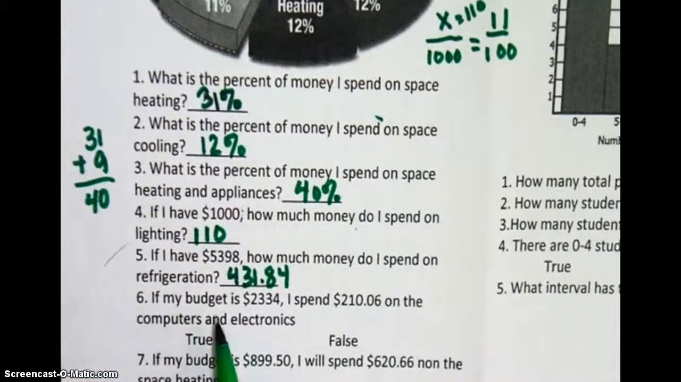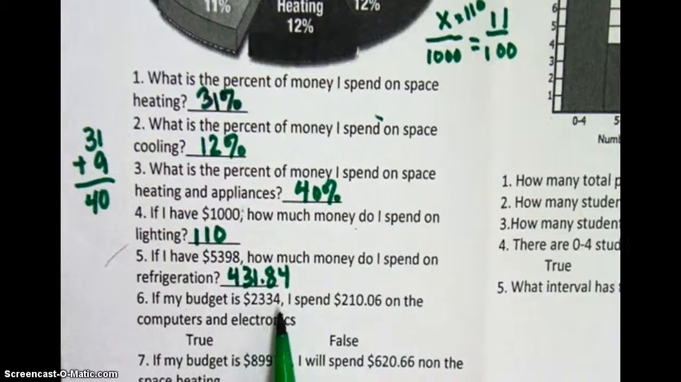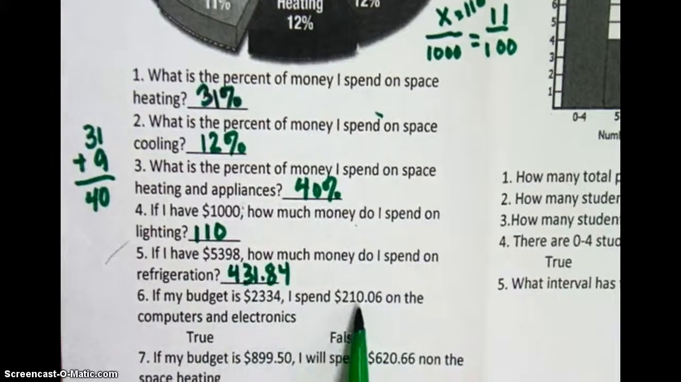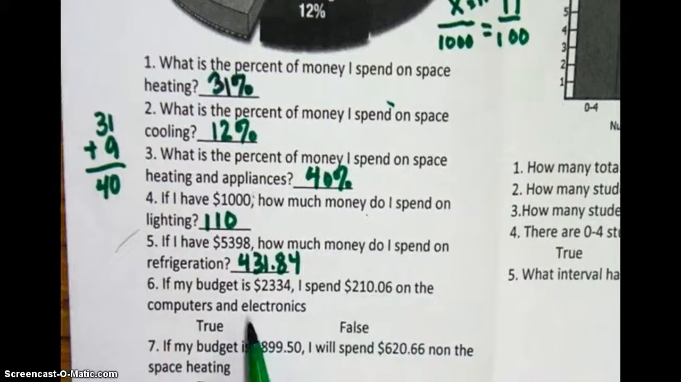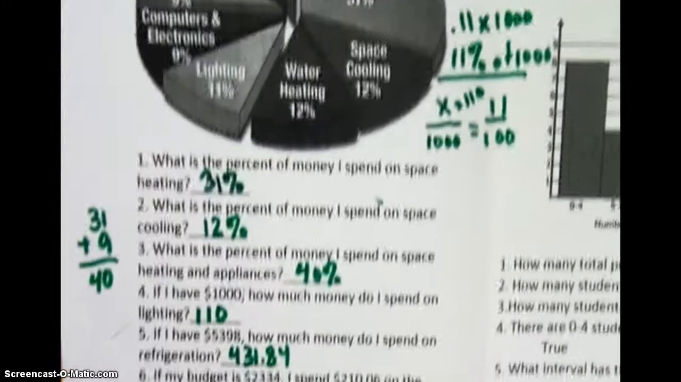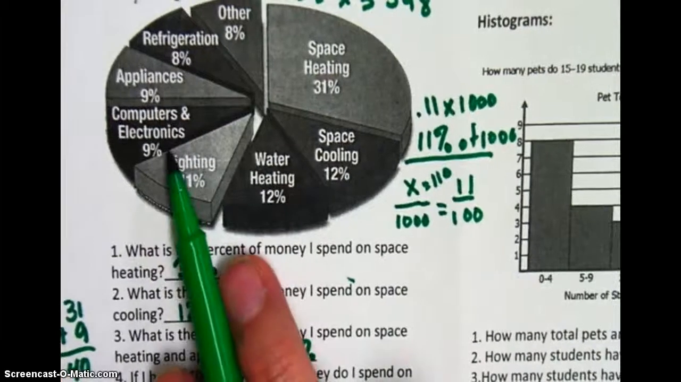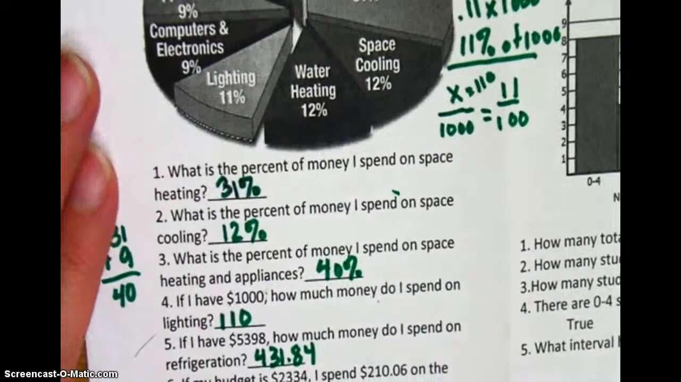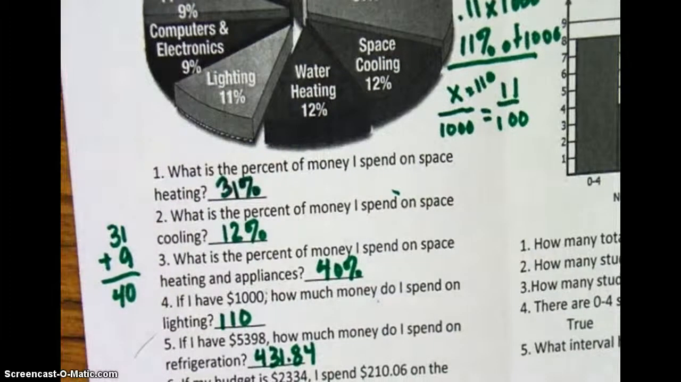Question number 6, if my budget is $2,334, I spend $210.06 on the computers and electronics. So this is true or false. So again, we're just solving like we have the two before, and we're just answering, is our answer true or false? So if the budget is $2,334, you're looking at computers and electronics. So when we come up here, computer and electronics is 9%. We can get another sheet of paper for this one.